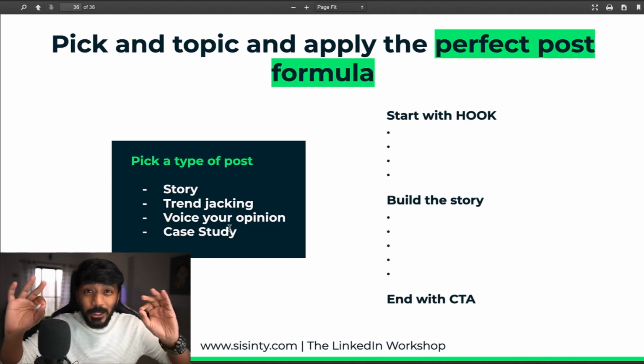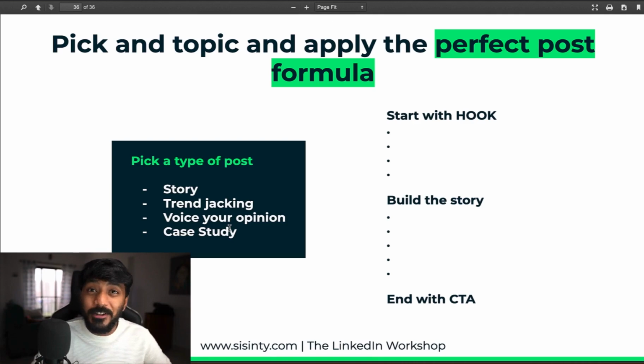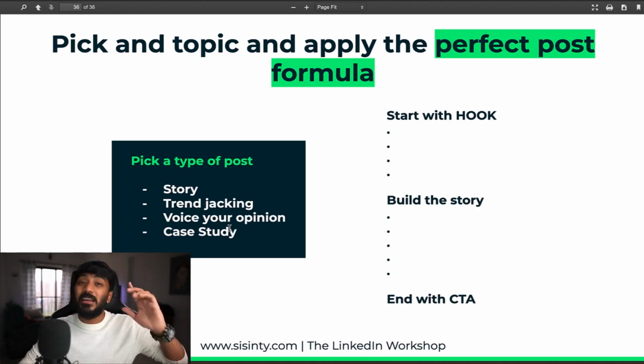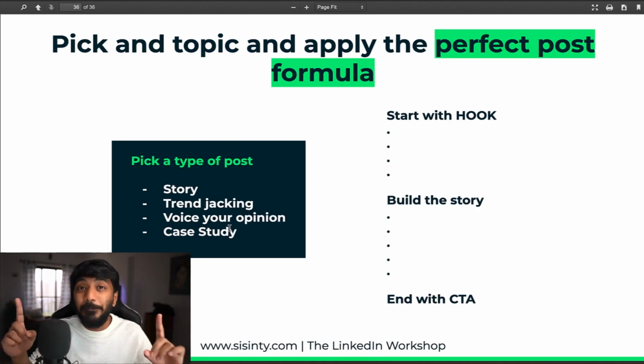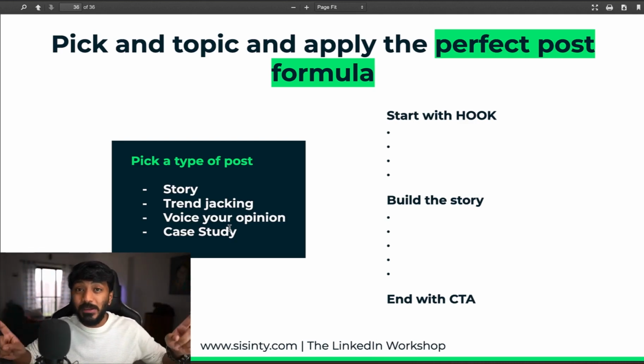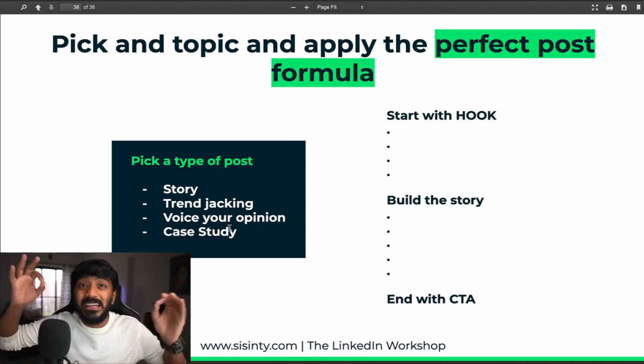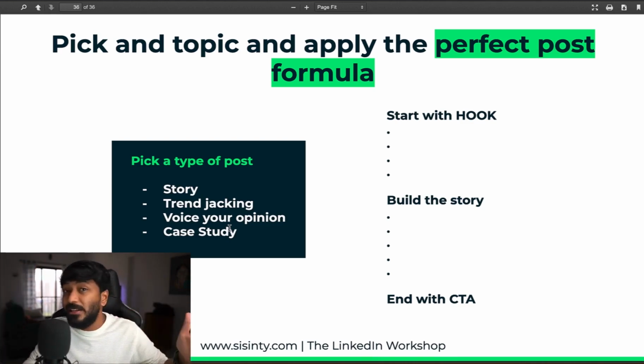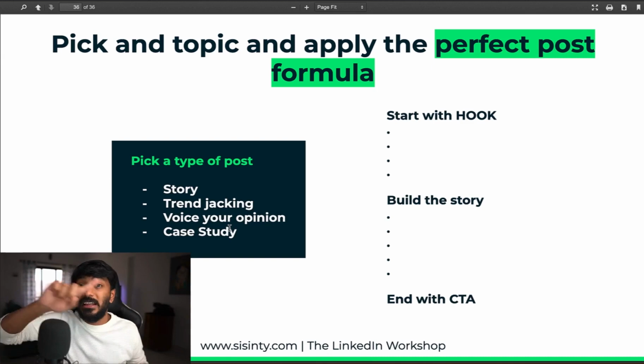Now, final question that you might have, Vaibhav, what is the best time to post on LinkedIn? Guys, the best time to post on LinkedIn is between 9 a.m. to 1 p.m. or 2 p.m. on your time. That is, if you're in IST, 9 a.m. to 2 p.m. IST, Indian Standard Time. If you're in PST or other time zones, then your time zone.